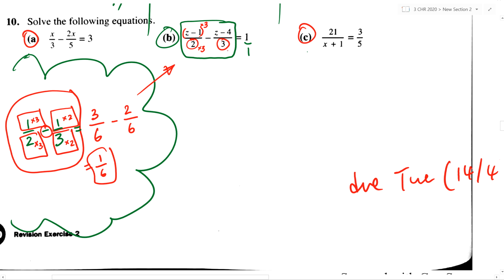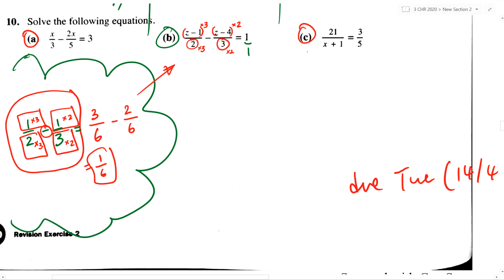Now for the other fraction, 3 times 2. Similarly, numerator, we also have to multiply by 2. By doing so, our denominator is going to be the same, which is 6. So let us move on to the next step.